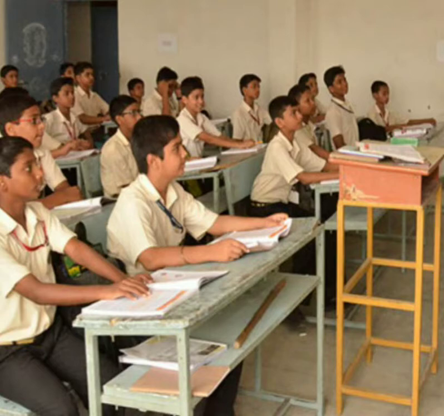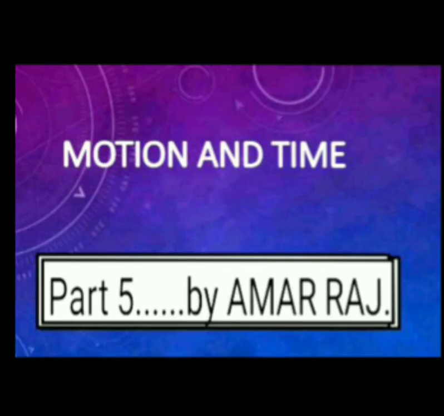Today we are going to study chapter Motion and Time part 5 for class 7. Students, during previous classes we have studied about motion and rest, the basic concept of rest and motion along with speed of motion. Today we will study the graphical representation of motion. We will study about graphs of different types of motion or different types of graphs representing motion.